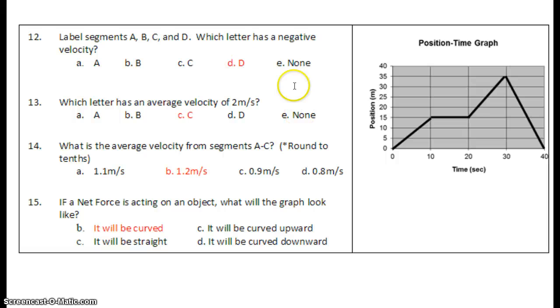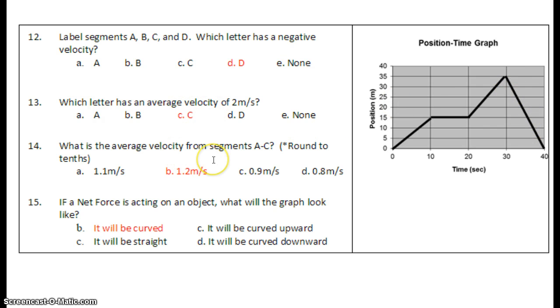Which letter has a negative velocity? Notice A, B, C, and D. Segment D satisfies that. Which letter has an average velocity of 2 meters per second? And you should be able to calculate all of these. This traveled 15 meters in 10 seconds for a velocity of positive 1.5 meters per second, 0 meters per second. This here would be a positive velocity of, let's see, 20 meters in 10 seconds for, let's see, is that 2 meters per second? That's segment C, and that's the right answer. And this would be a negative velocity, so I don't even have to look at that one.